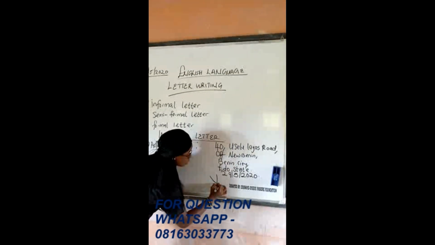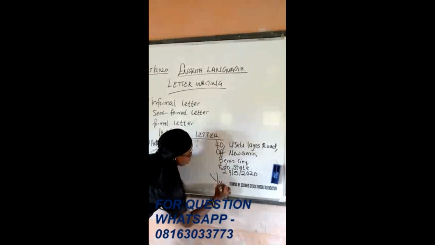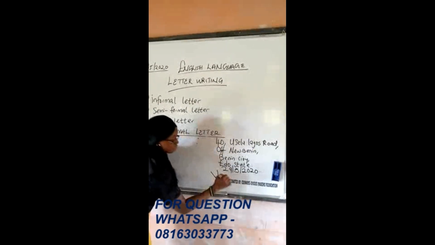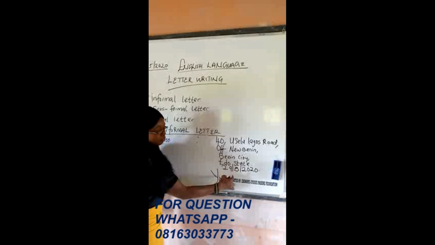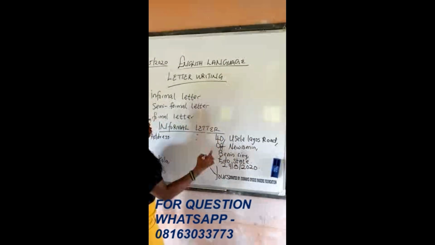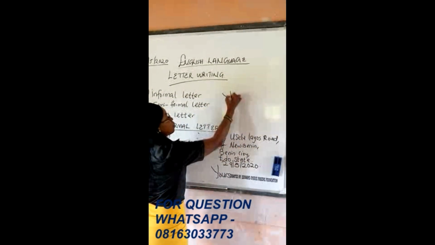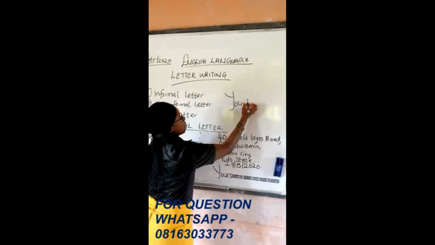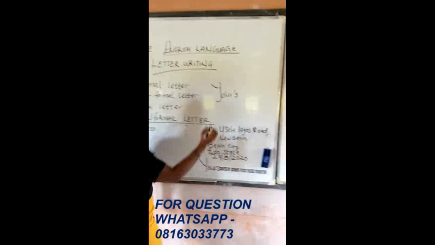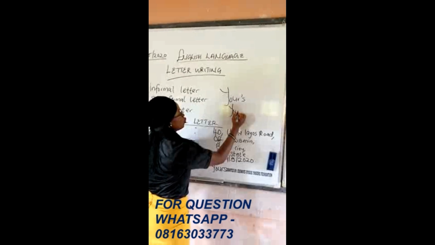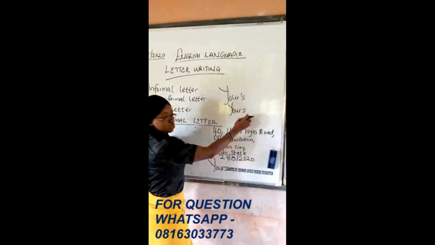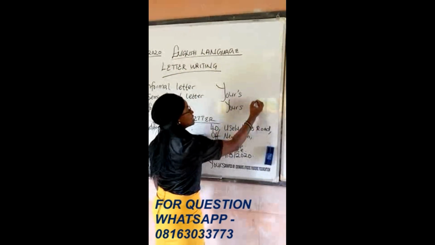Yours is written underneath, at your right-hand side, beneath it. Yours. There is no apostrophe. Note, there is no what? Apostrophe. Most of us will write Y-O-U-R apostrophe S. It is wrong. It is Y-O-U-R-S. No apostrophe. Then you write what? Sincerely.